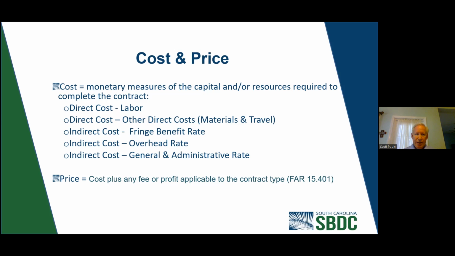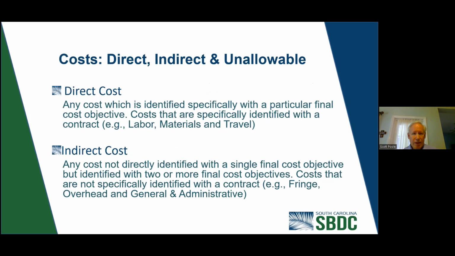Let's go to the next slide here. A direct cost is any cost that's identified specifically with a particular final cost objective, like labor, materials, travel. So you might have, as part of the contract, a requirement to move certain items from part A to part B. That would be a direct cost because you're physically doing something on the contract.